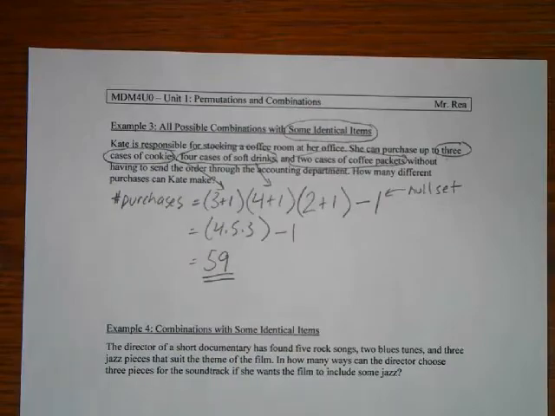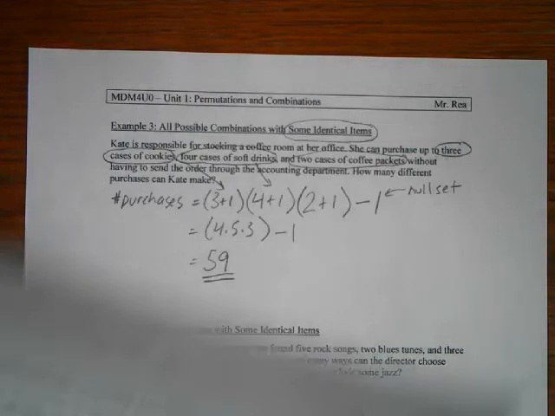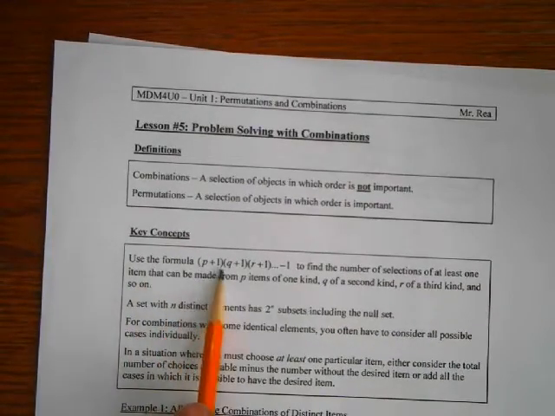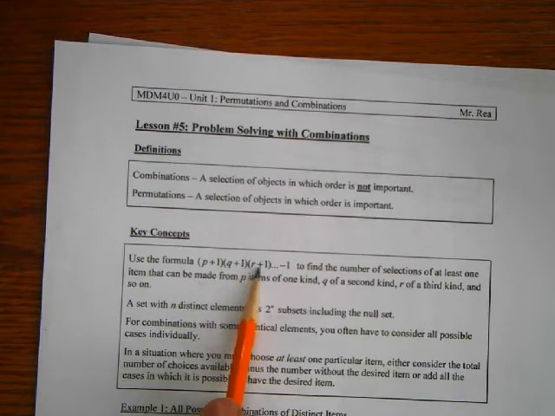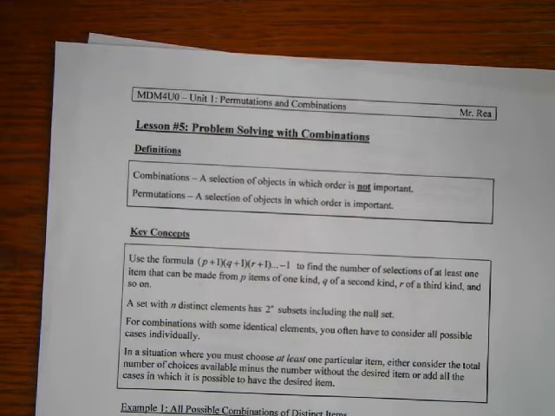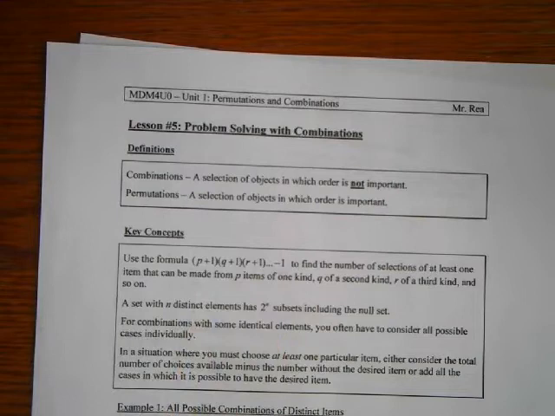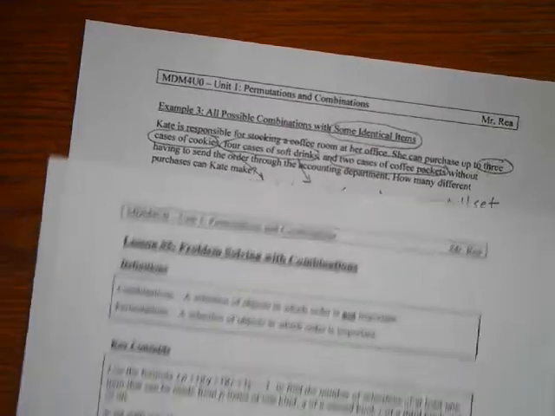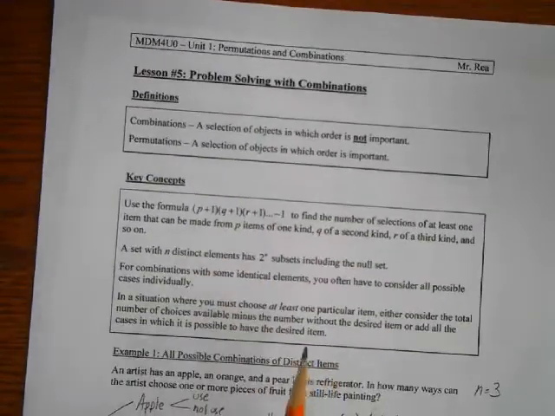Okay. If I go back to the first page, you can see this in the key concepts. We use the formula (p + 1)(q + 1)(r + 1)... There could be many of these or just 2. And then subtract 1 to find the number of selections of at least one item that can be made from p items of one kind, q items of another kind, r of a third kind, and so on. So that's the generic formula, and basically we just put in our numbers of 3, 4, and 2 into this to get our equation.